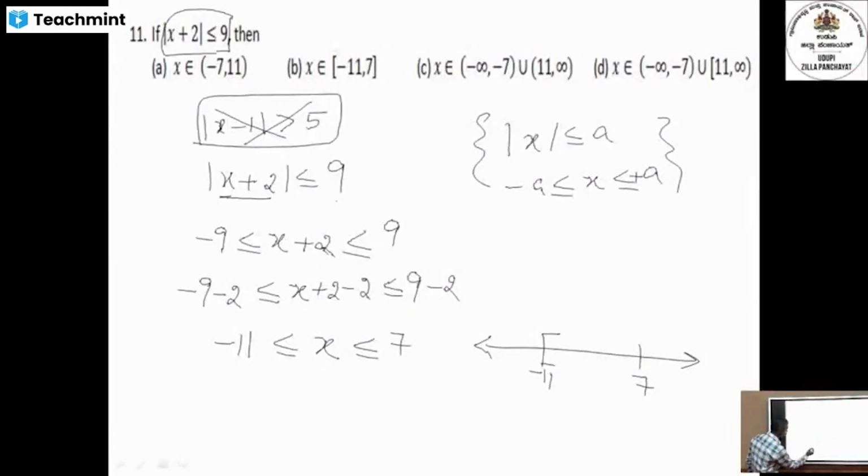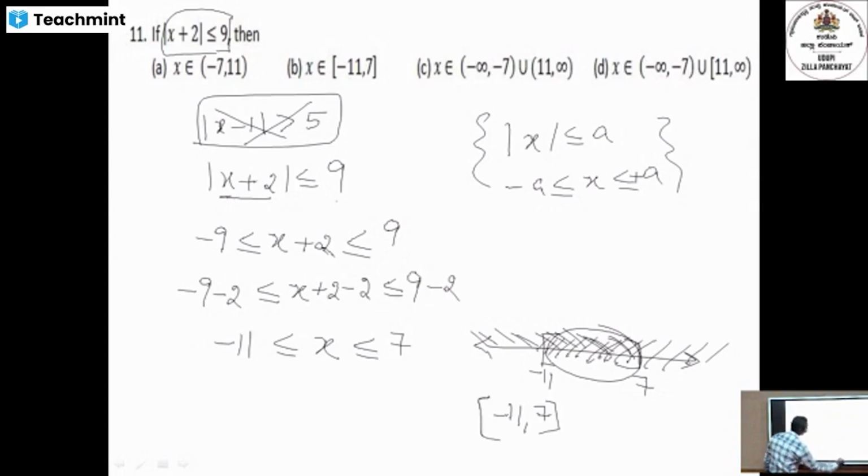x should be greater than or equal to minus 11, and x should be less than or equal to 7. So 7 is here. You can see that the common region is between minus 11 and 7, and both are included, and this is option B.